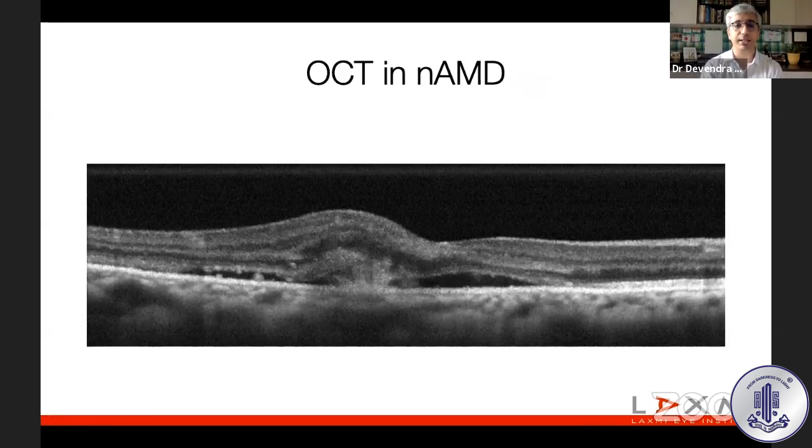So OCT in neovascular AMD, here you can see that in the subretinal space, there appears to be some mushrooming of a structure which is spreading in the subretinal space, and you also have subretinal fluid. This is the CNVM, or the neovascular membrane that has breached through the Bruch's membrane and RPE and is now growing in the subretinal space.